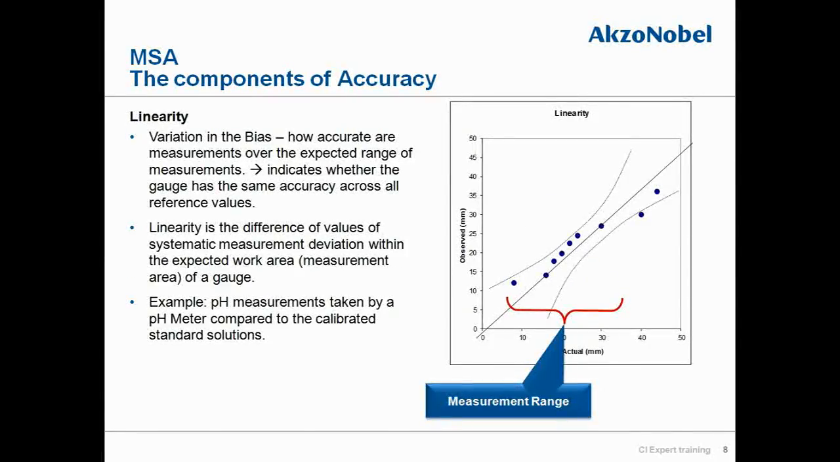Linearity is the variation in the bias, which shows how accurate are the measurements over the expected range of measurements. This indicates whether the gauge has the same accuracy across all reference values or not. This is generally what is ensured and checked during calibration of various equipment.